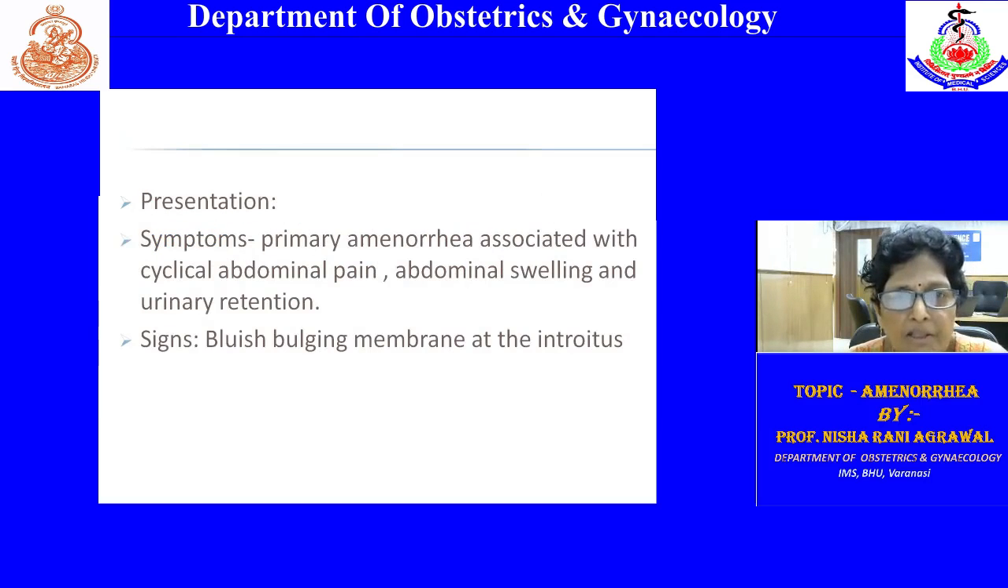Presentation is primary amenorrhea associated with cyclical abdominal pain. If there is outflow obstruction, then cyclical abdominal pain is there, abdominal swelling due to hematometra, and urinary retention may also be there. On examination or signs, bluish bulging membrane at the introitus, which is the hymen, imperforate hymen.